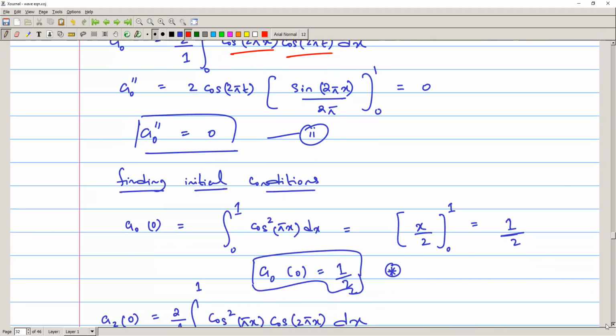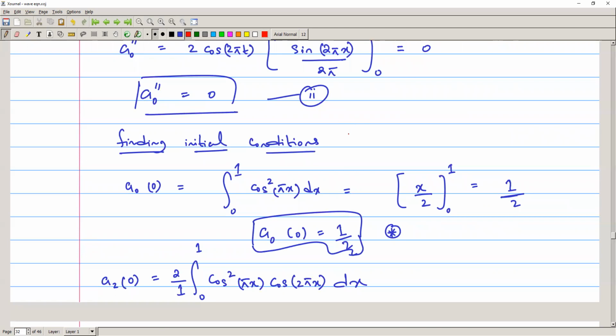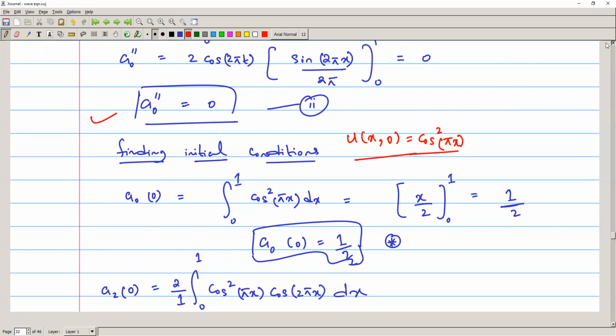Now we will find the initial conditions. For the initial conditions, u(x, 0) is equal to cosine squared pi x, right? And we need two initial conditions because it's a second derivative here. The first one we get from the initial displacement, and the second one we will get from the initial velocity, right?